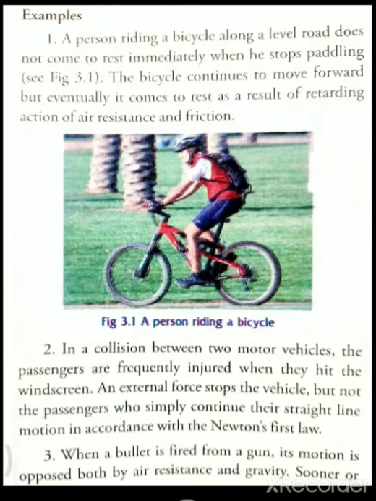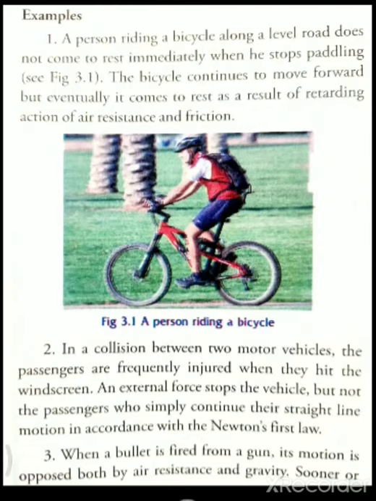What is the reason behind that? And which force is applicable here, because of which that bicycle comes to rest? Obviously frictional force, the friction between the tire and the road, as well as air resistance force, are acting on that bicycle so that it comes to rest. So here it is given that eventually it comes to rest as a result of the retarding action of air resistance and friction. So I hope you have understood that one.